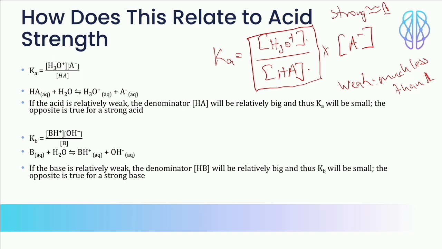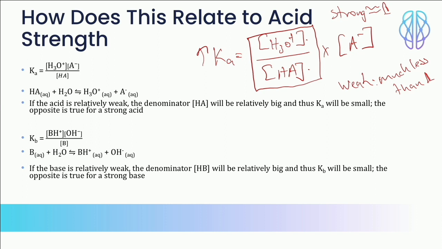Hence, the bigger this ratio, the bigger the Ka. And since strong acids give you a bigger ratio, they'll give you a bigger Ka. Another way of saying this is the bigger the Ka, the stronger the acid.